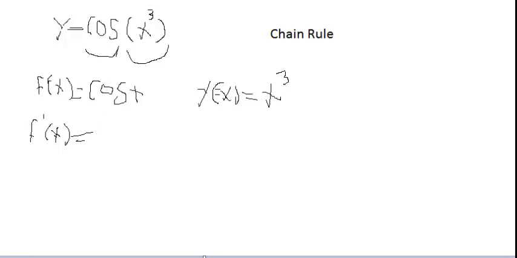So let's say f prime of x equals the derivative of the cosine. What's the derivative of the cosine? It's negative sine, right? Negative sine of x.